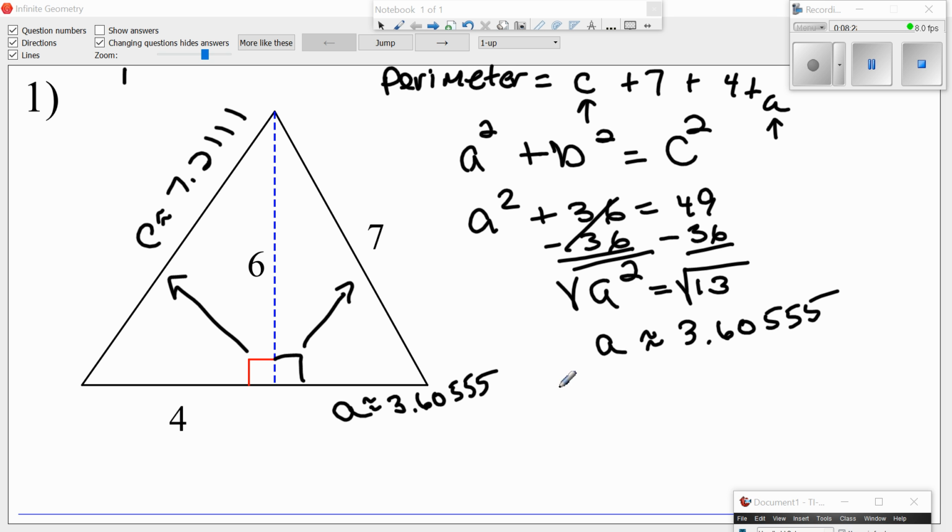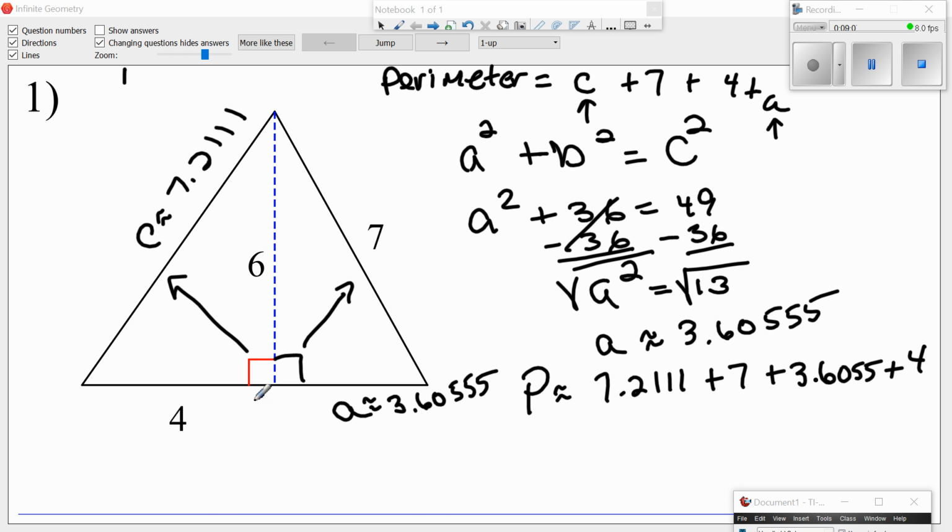All right, so perimeter. We'll just use a capital P for perimeter. It's approximately equal to because we've already got some decimal answers. So C, okay, is just equal to 7.211, okay, plus 7, plus, okay, we got this part here, 3.6055, plus, and then the last plus is 4.